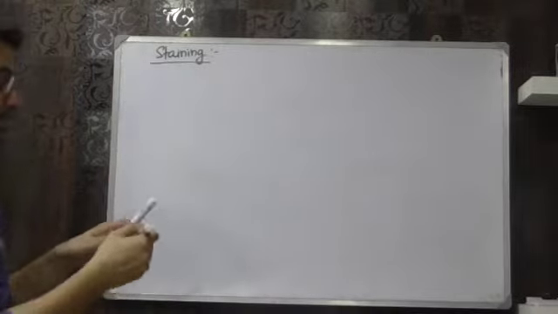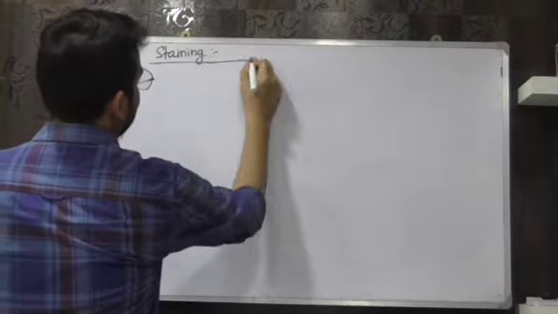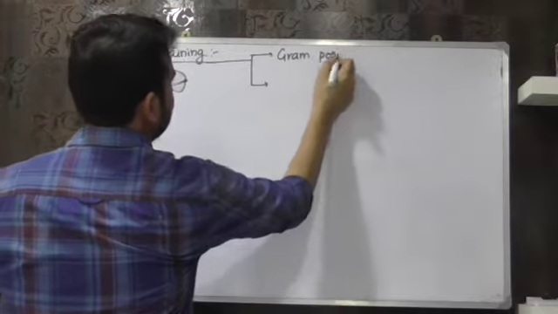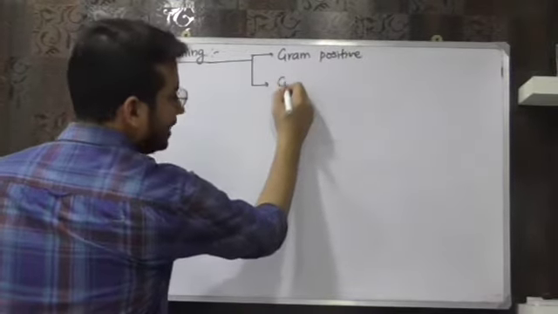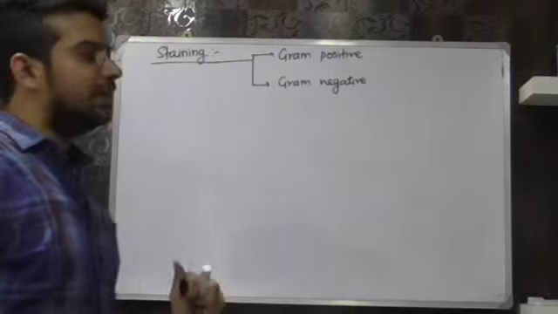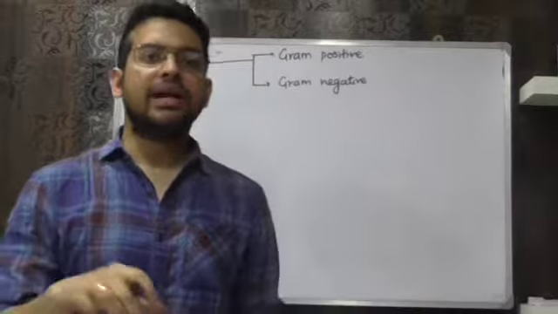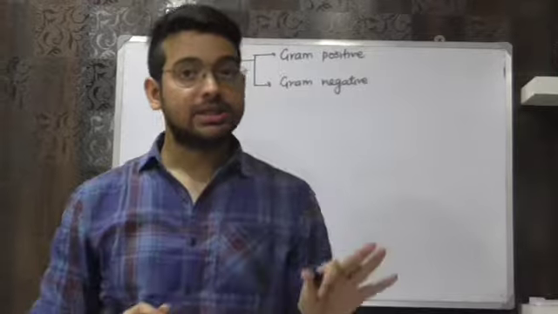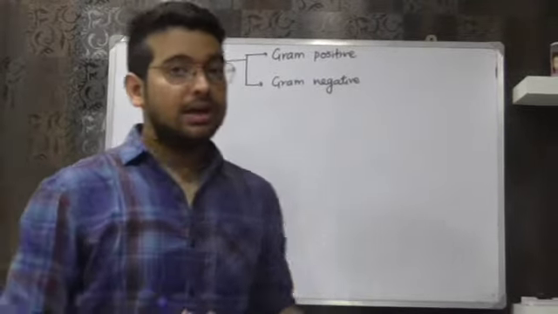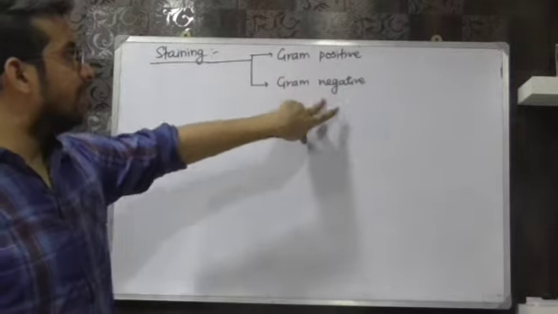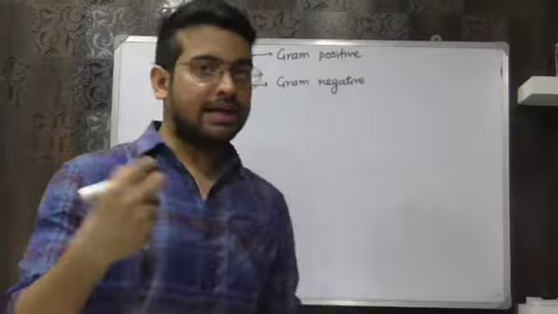Now if you classify bacteria on the basis of staining, you will get two categories. The first category is gram positive. The second category is gram negative. Positive and negative are two different terms. Positive means you are attempting something and you are getting some results. If you are not getting results, that is called negative. So that's the basis of gram staining.